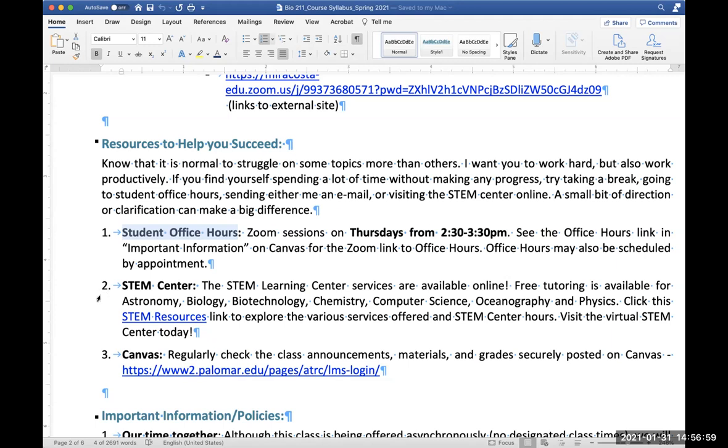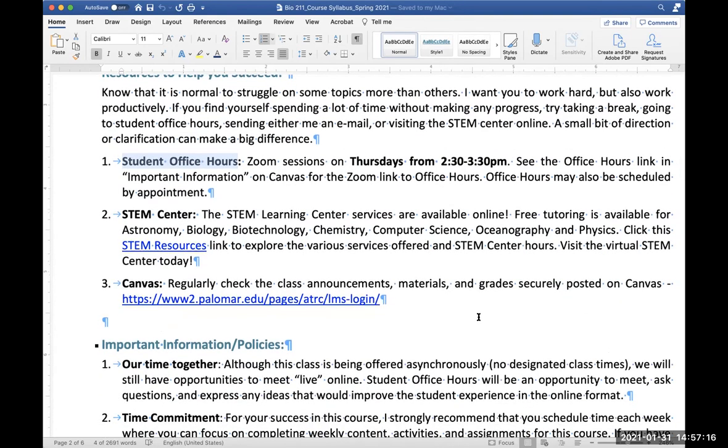The STEM Center is operational online. So this link takes you directly to the STEM Center, and they've got a number of resources. And they can also help and recommend tutoring options that are available to students as well. And then Canvas is huge. If you're not utilizing the course Canvas page, I'd say 3-4 times a week, honestly, I don't know how a student could be successful in that environment. So I am hoping that you're checking it 3, 4, 5 times a week.